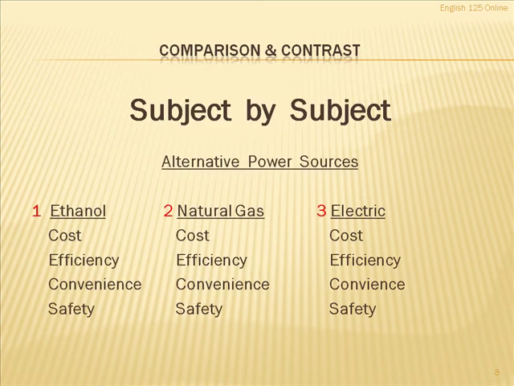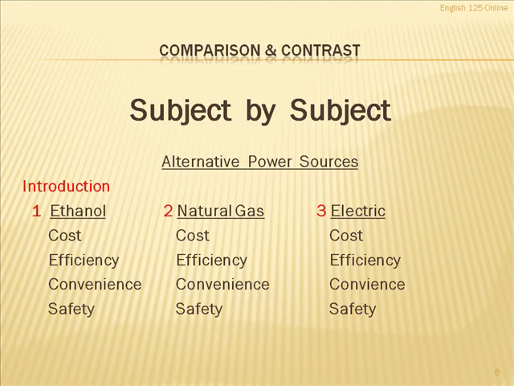Now, how do you then put together a paper if you're using the subject by subject or the point by point pattern? Actually, it's pretty simple. Here is our subject by subject layout when we were doing ethanol, natural gas, electric. So what you do is simply put an introduction on the front end of it.